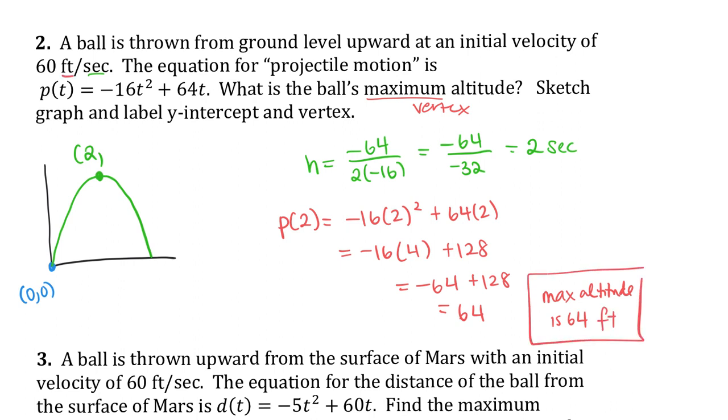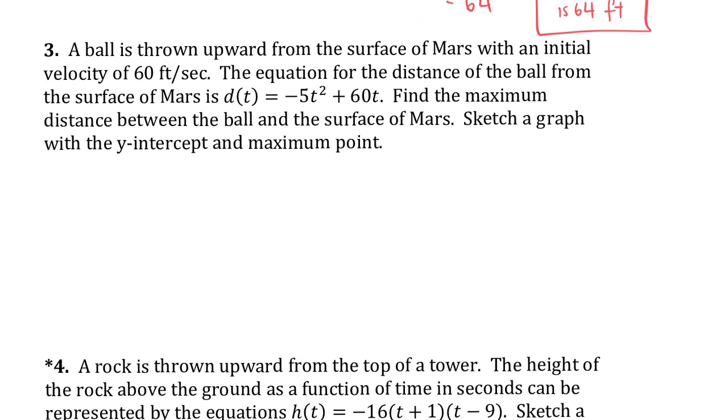Okay, let me label my point here too. Okay, so let me make sure I answered the question. What is the ball's maximum altitude? Got it. Sketch the graph, label the y-intercept and the vertex. Okay, go ahead and try 3.